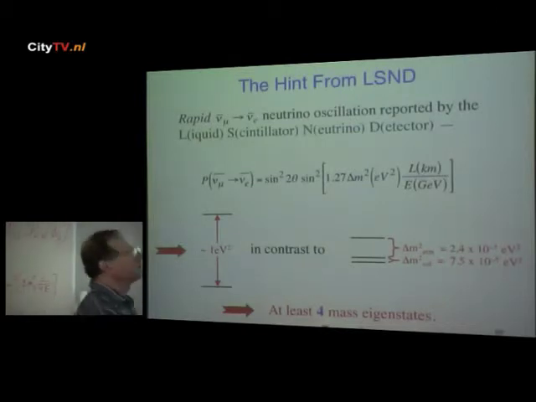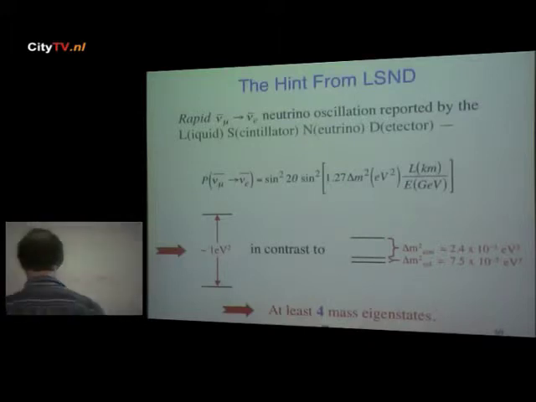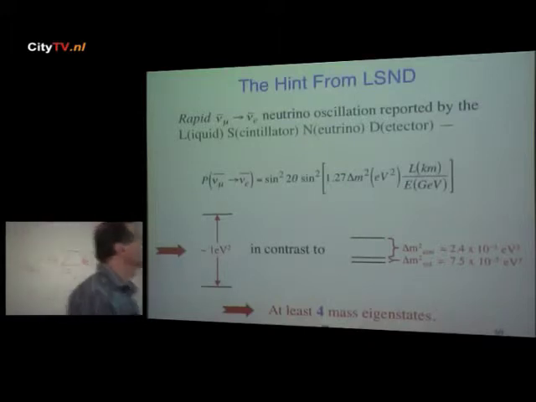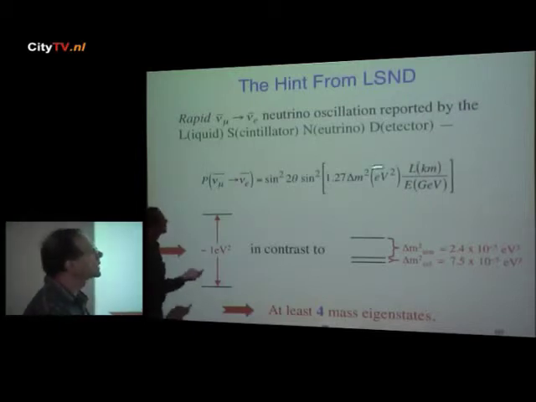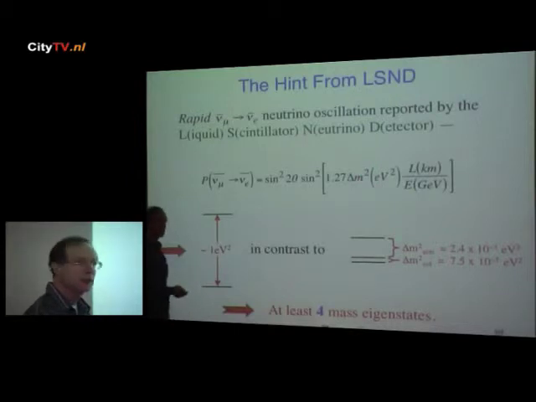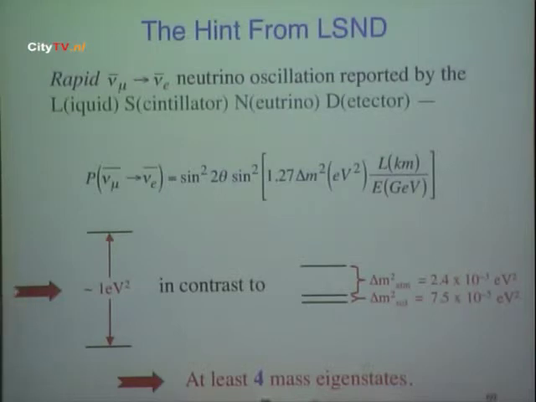What the LSND experiment reported years ago is a rapid nu_mu bar to nu_e bar neutrino oscillation. And I'm using this two-neutrino approximation. They found that their neutrinos already oscillate when L over E is of order 1 in these units, which means that the delta m squared that they require is also of order 1 in those units, 1 eV squared. But 1 eV squared is much larger than the atmospheric and the solar delta m squareds, which together describe successfully all other oscillation experiments.